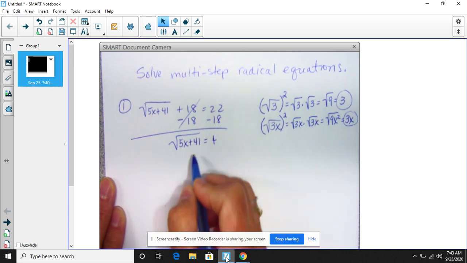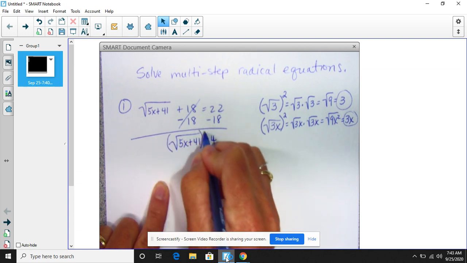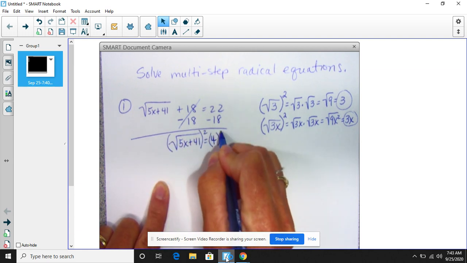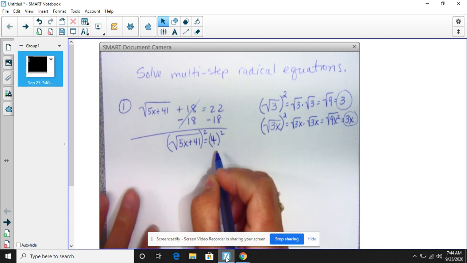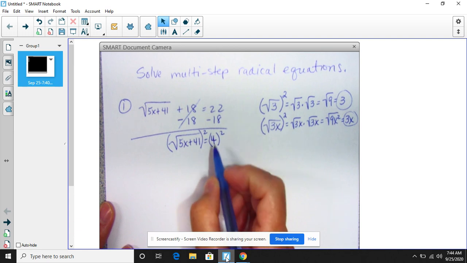And then we're at the point now where we can get rid of the radical. So we're going to square this whole thing. We're going to square this side because it's an equation. You do the same thing to both sides. I forgot to start my timer because I can only go for 5 minutes.